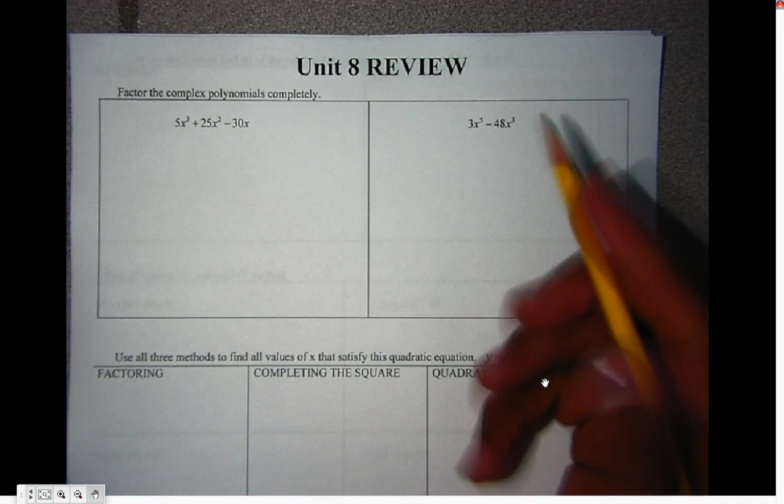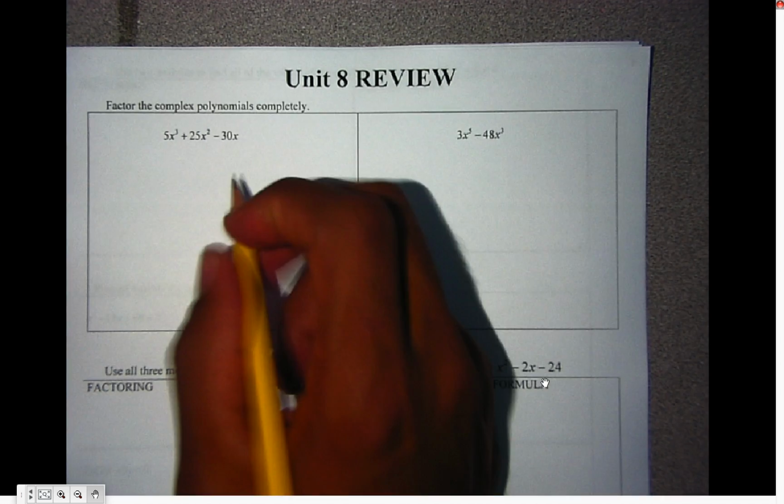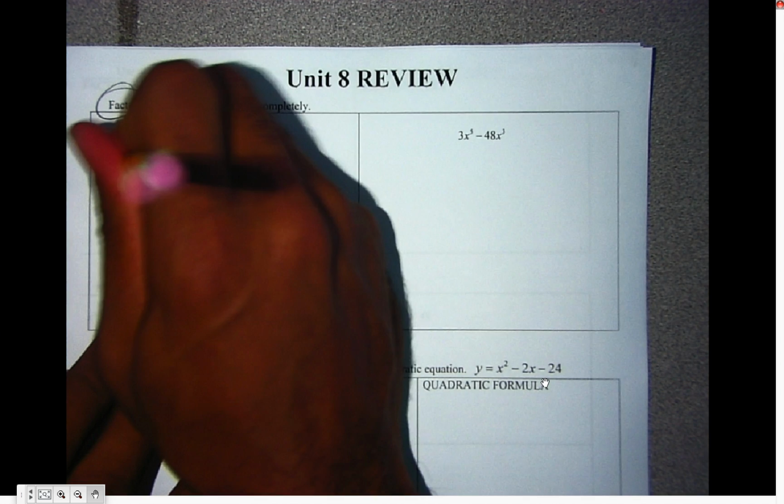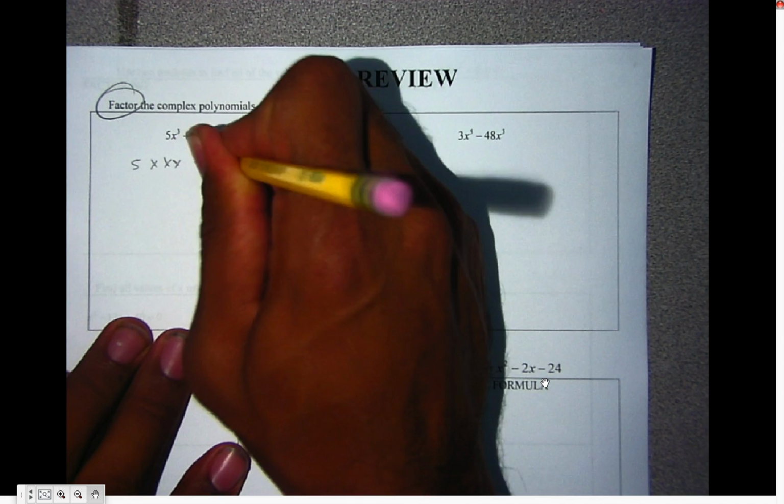All right, everybody. So here's our unit review. Okay, so the first thing, again, we want a GCF with this first one because we're going to factor. Because remember, it says factor, so we're not going to look for the answer. So it's going to be 5x. This one's going to be 5x.